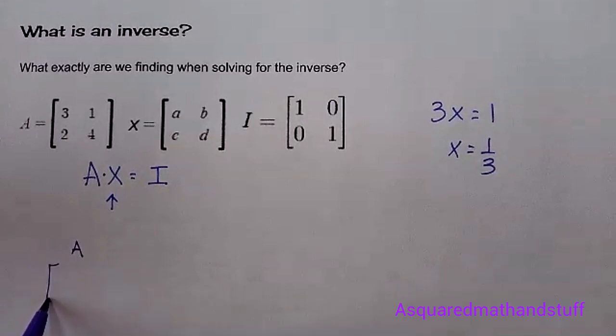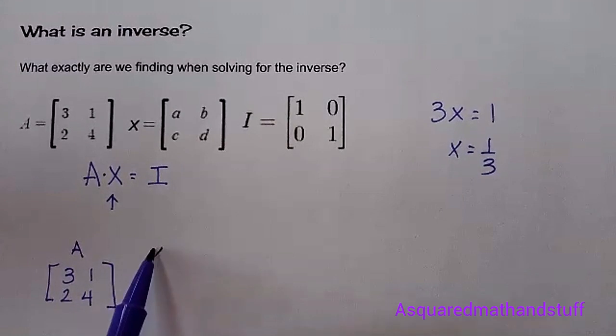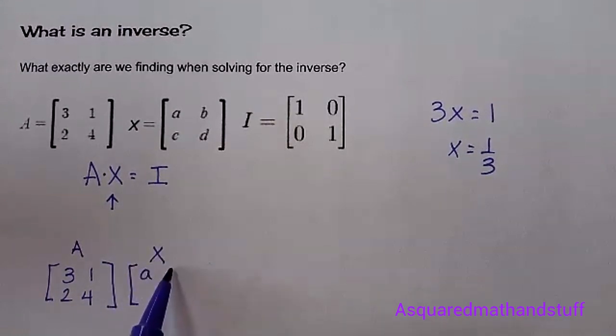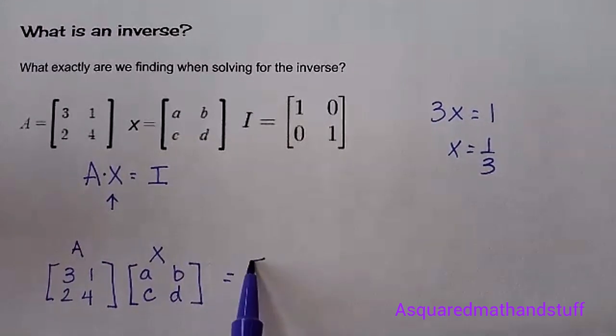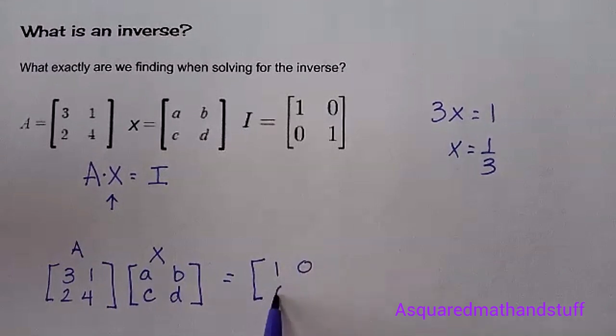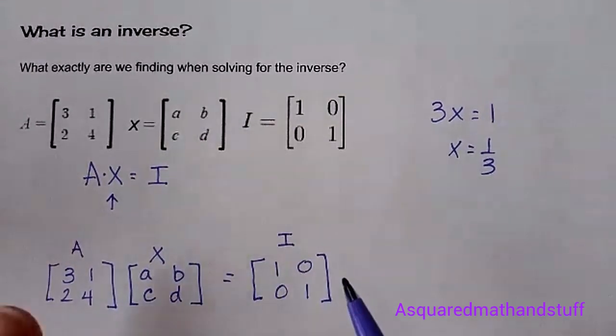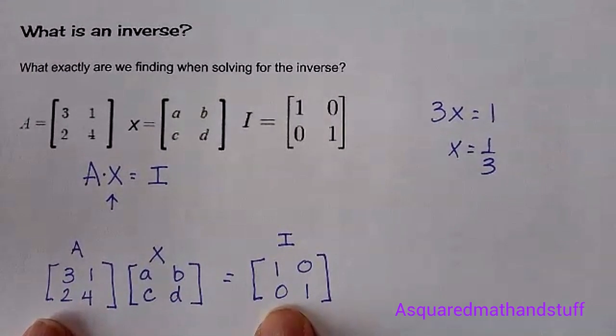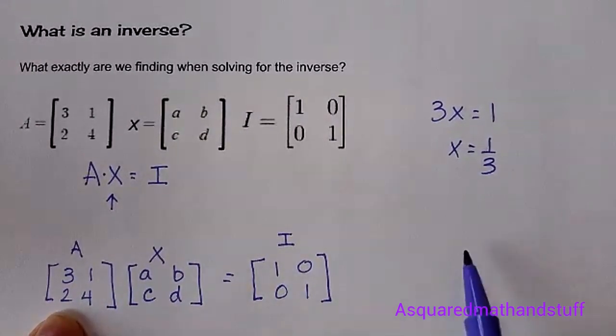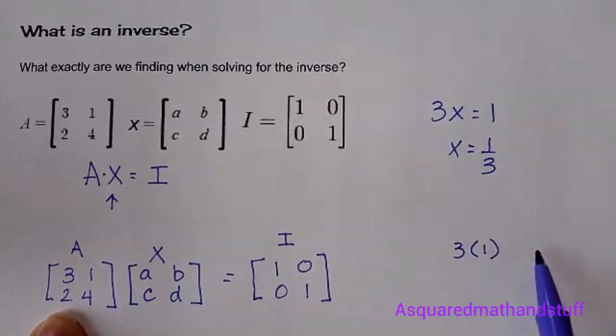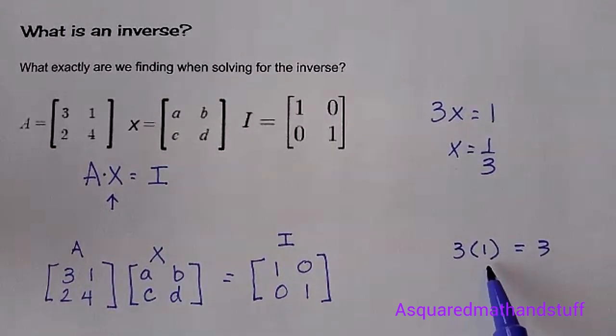We'll have matrix A, which is 3, 1, 2, 4. And we're going to multiply that by matrix X, which is full of variables because they are all unknown values. And we set that equal to our identity matrix. And if you recall, the identity matrix is a matrix that allows you to take one matrix, multiply it by this, and you get the exact same thing back. So an identity matrix is kind of like 3 times 1 is equal to 3. So 1 would be the identity because we haven't changed anything.